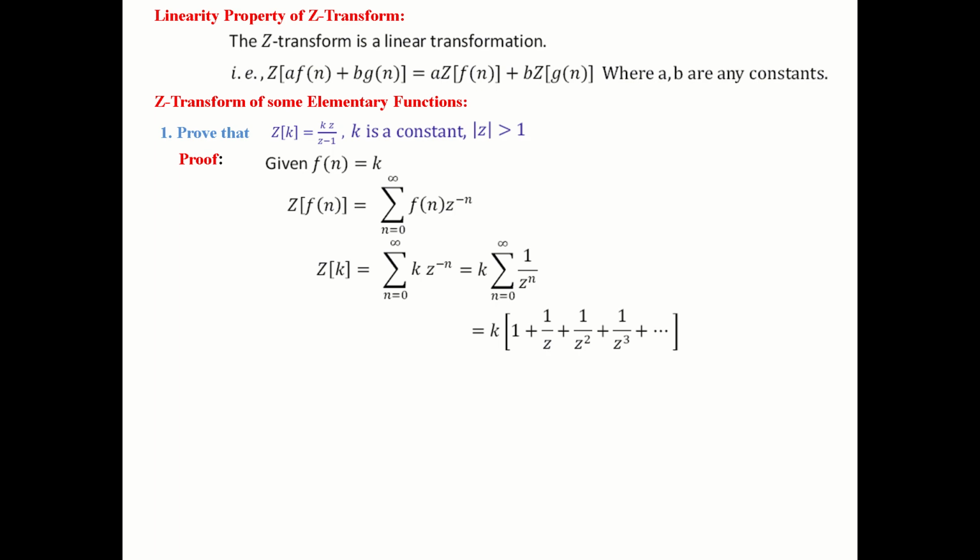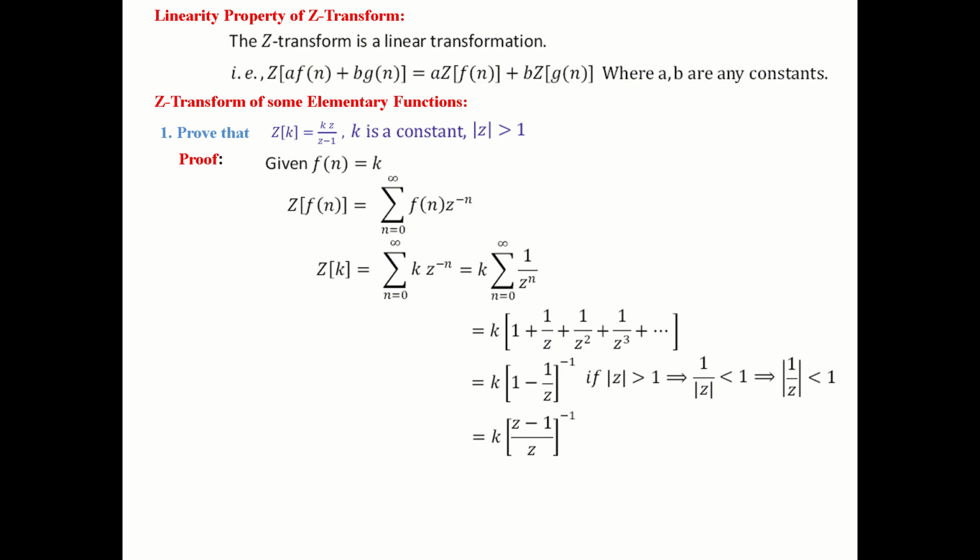And also the condition is modulus z greater than 1. That means 1 by modulus z is less than 1, that is, modulus of 1 by z is less than 1. Now, taking LCM, we have ((z minus 1) by z) power minus 1. If (a by b) whole power minus 1 can be written as b by a, its reciprocal, here the reciprocal gives k into z by z minus 1. So finally, z of k is equal to k z by z minus 1.